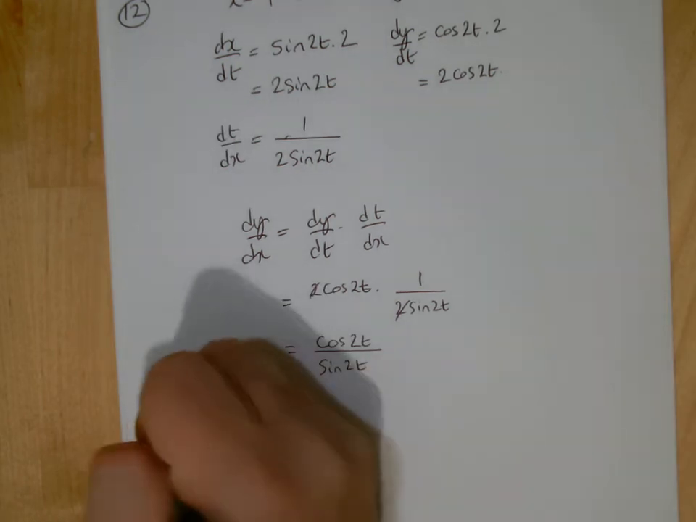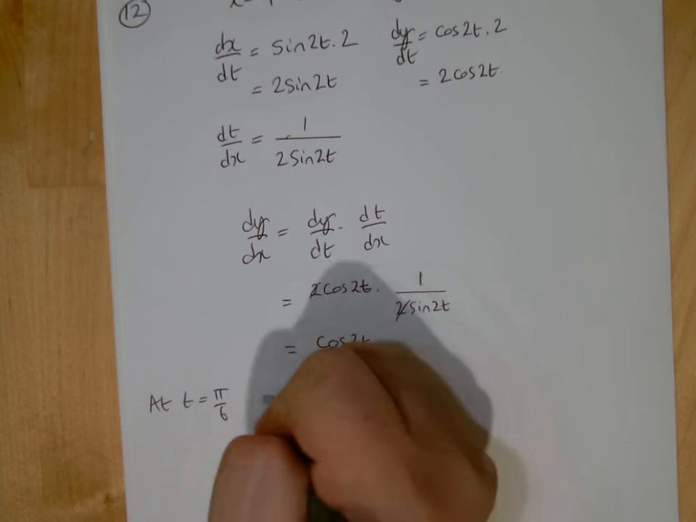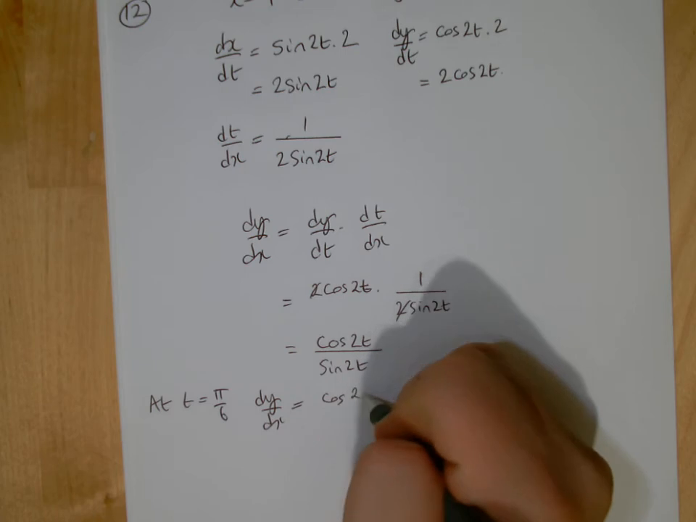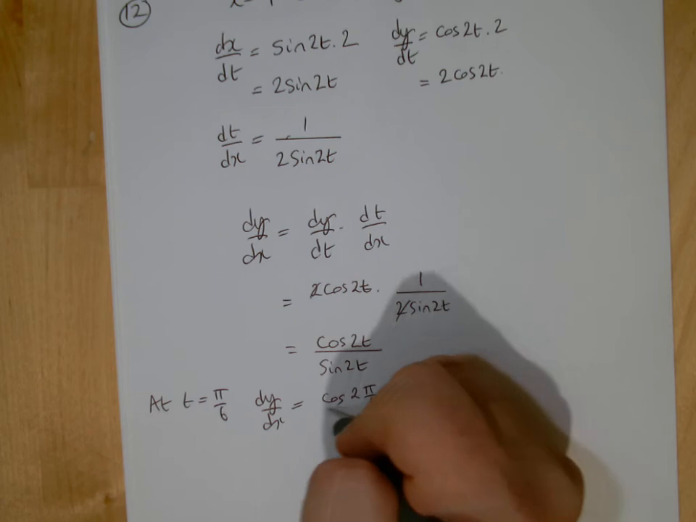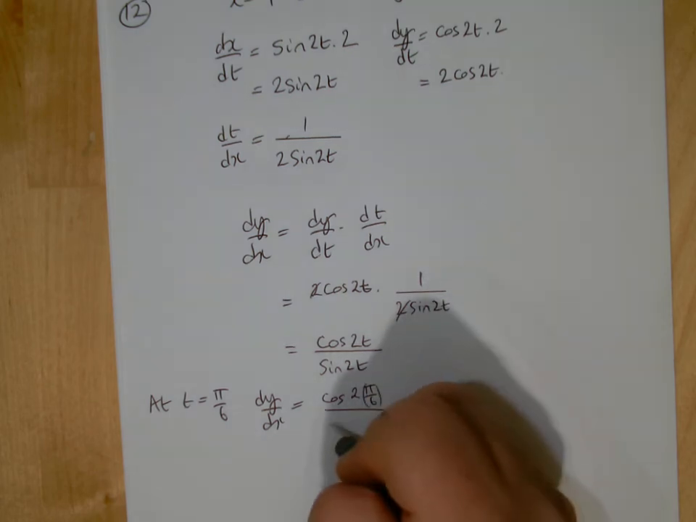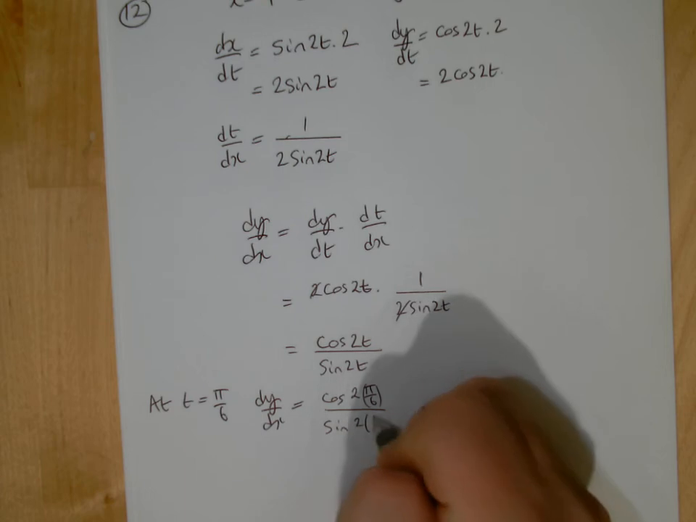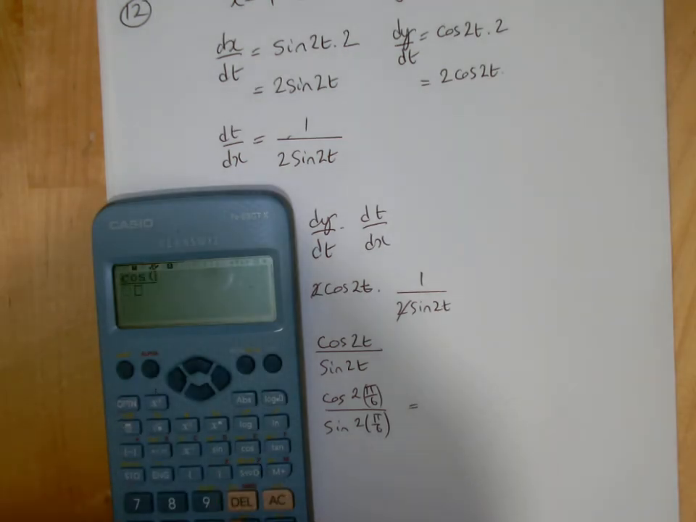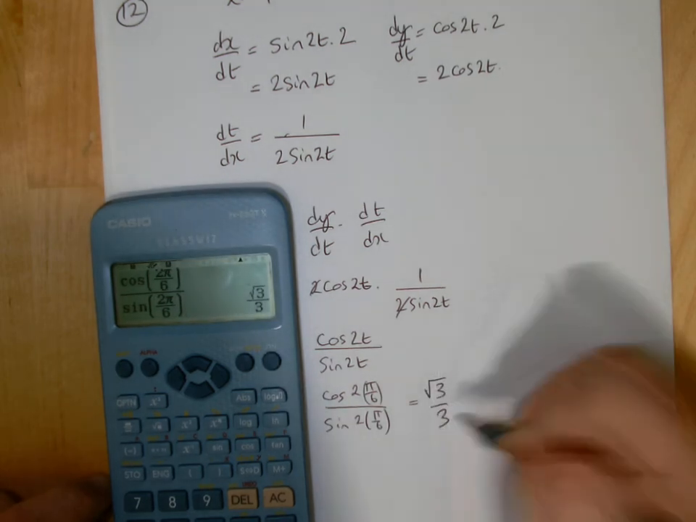So what we can say then, at the point t equals pi over 6, we can work out dy dx equal to cos, so sub it in. It'll be cos 2 times pi over 6, all over sine of 2 times pi over 6. So if I get my calculator, fraction button, cos 2 pi over 6, close that, all the way down, and sine 2 pi over 6. Now, as I said, if you're not in radian mode, this won't work. So you've got to be in radian mode. So if I do that, I get root 3 over 3. So write it down like that.